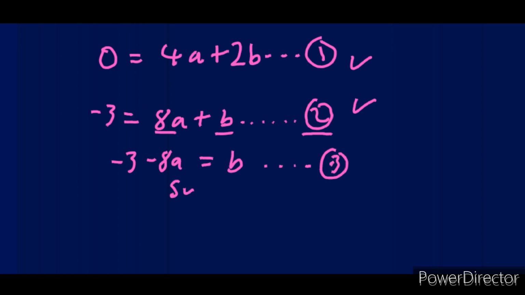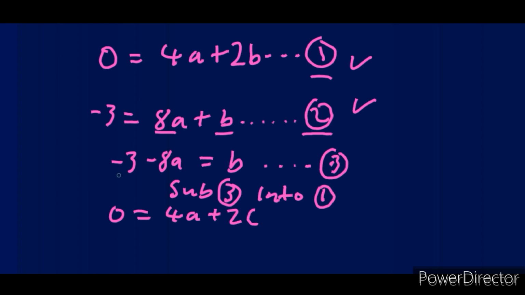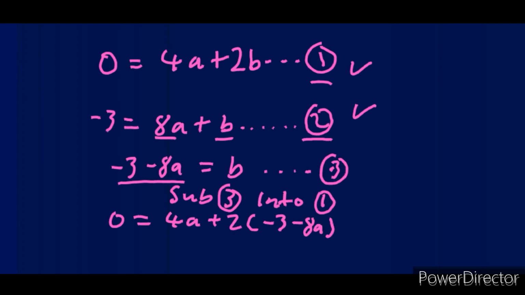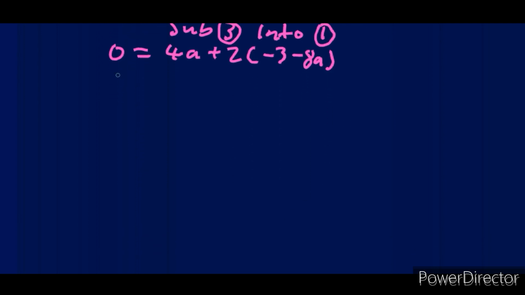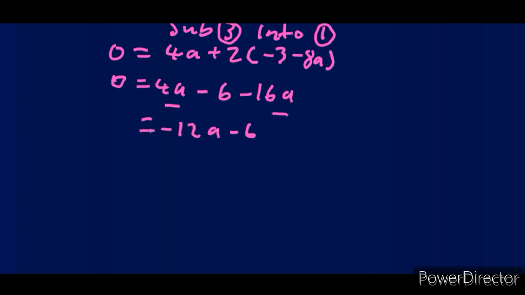So I'm going to substitute my third equation into the equation that I did not manipulate, which is the first one, so into equation 1. Meaning I'm going to write the first equation exactly the same. It's just that instead of writing b, I'm going to write what b is equal to, so it's going to be -3 minus 8a. So let's proceed. I'm going to have 0 is equal to 4a, and then when I distribute the 2, it's going to end up being -6 minus 16a. And then when I group the like terms, I'm going to end up having -12a minus 6. And then when I take this to the other side, I'm going to have 12a.